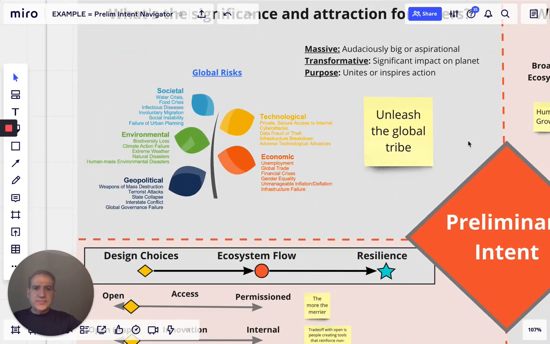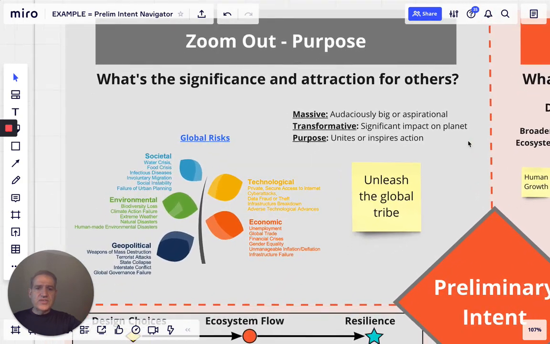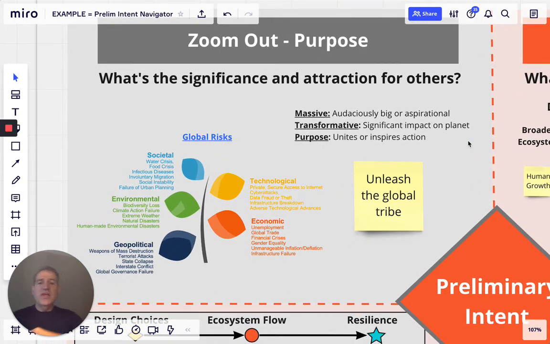The last quadrant is a zooming out exercise again, and this is around purpose. So this is really about why would people participate more from an intrinsic perspective, whereas the platformization quadrant might have been more extrinsic around a specific value chain or a product or service that solves a problem for somebody. This one deals more with connecting your concept, your idea, your ecosystem to things that are more intrinsically motivating, that have widespread appeal. So in this one, we'd be looking at a massive transformative purpose, and there are lots of examples of this that are available that can be shared to give people examples of what that looks like.